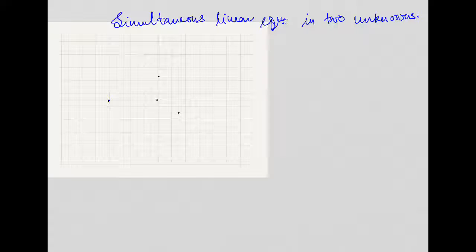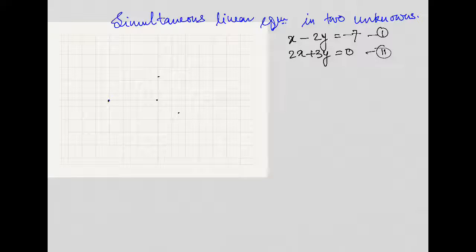Now, let us take an example: x minus 2y equals minus 7 and 2x plus 3y equals 0. Graphically, in the same Cartesian plane, we have to graph both the equations. So sketch both lines on the same set of axes.